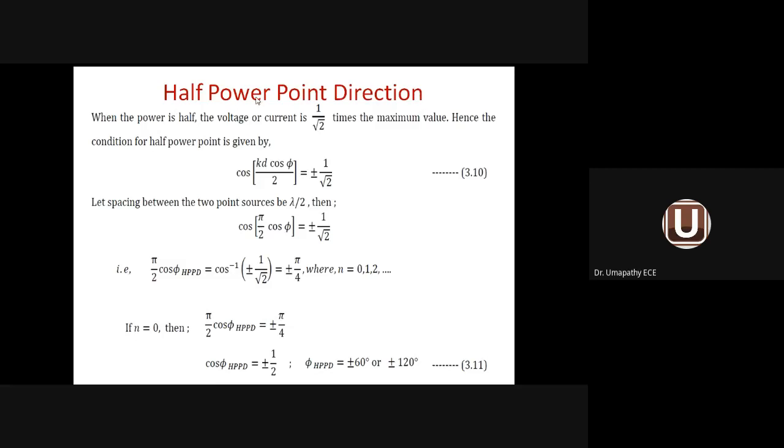How to find out the half power point? The power will be halved when voltage or current is 1 by root 2. What is 1 by root 2? 0.707 times the maximum value. So I equate this cos angle to plus or minus 1 by root 2. Then I find the equation: phi HPD equals plus or minus 60 degrees or plus or minus 120 degrees. So now I know the angle for maxima, minima, and half power points.